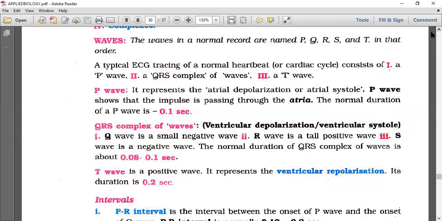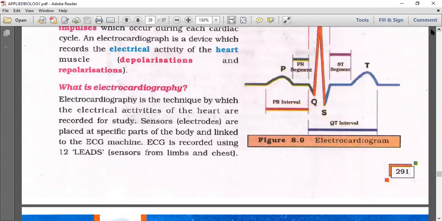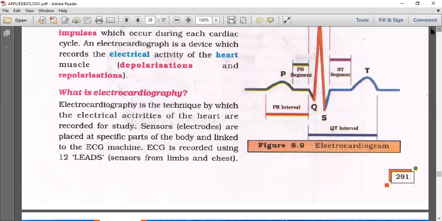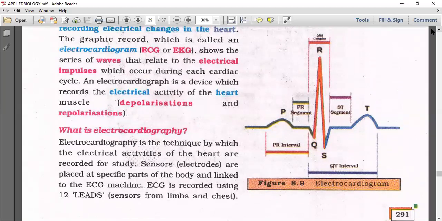Okay, let's take a look at the waves on the diagram. Just learning this diagram is enough for us. Segments and intervals you can also learn from this diagram. But let me first show you the waves we have learned now. This is the P wave. What we said: atrial systole or atrial depolarization, contraction of the atria, or electrical impulses created in the sinoatrial node.